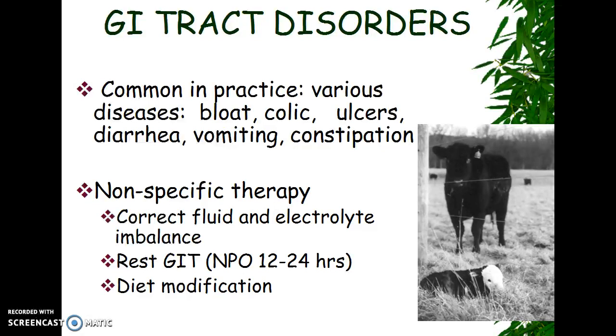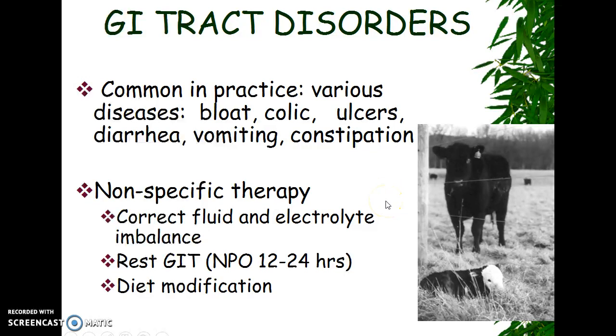Colic is something that we typically refer to in horses. It's any kind of abdominal discomfort, and there's a variety of things that can cause that, from reproductive organs to the gastrointestinal tract, parasites, a variety of things that can cause that condition. Ulcers can occur in any species, diarrhea, vomiting, constipation.